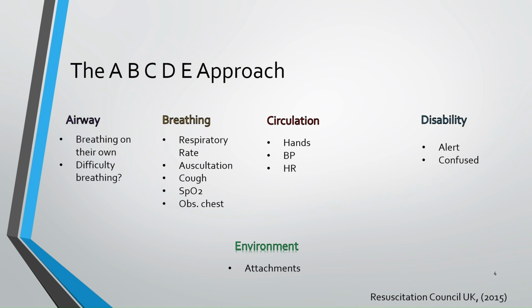Disability. Is the patient alert and oriented ×4, or are they confused and they do not know where they are or what happened to them? Next, you want to look at the environment. So any attachments that the patient may have, such as a catheter, a Foley catheter. You want to look at IVs or anything else that they may have attached.